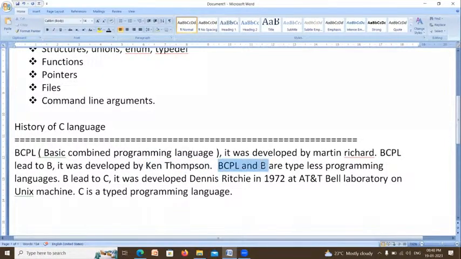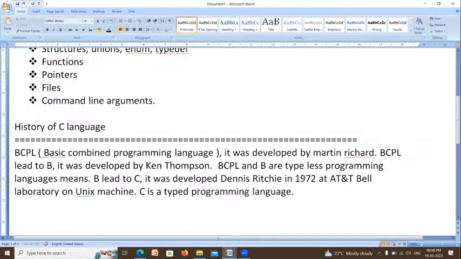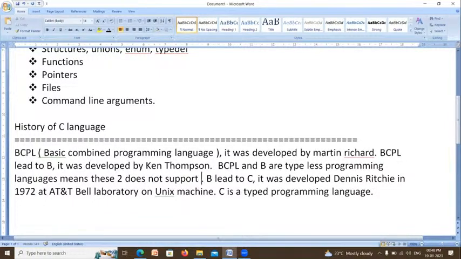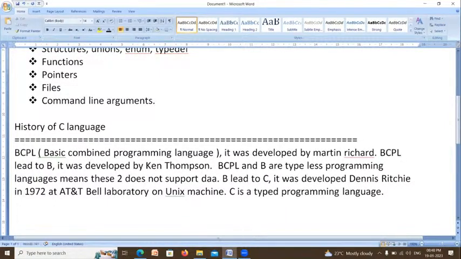Now BCPL and B, these two languages are called typeless programming languages, means it doesn't support data types. What is the meaning of this? Those two do not support data types.